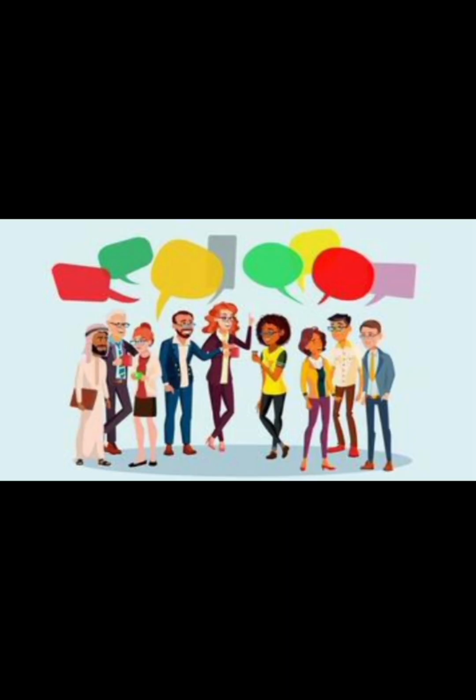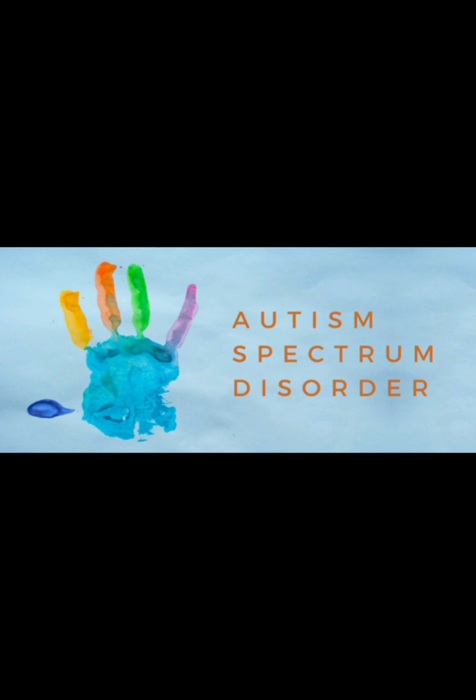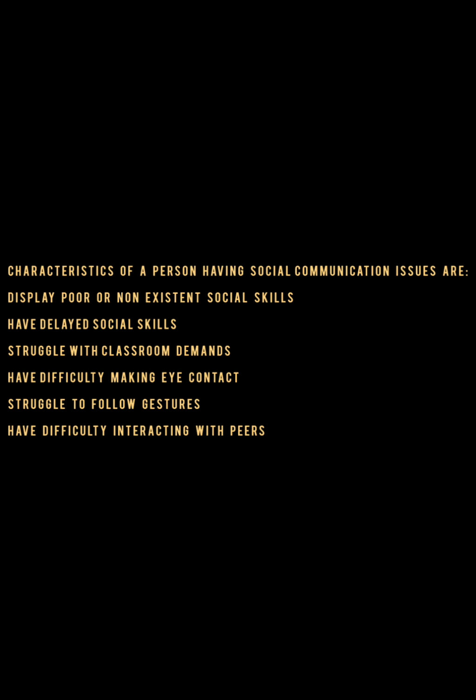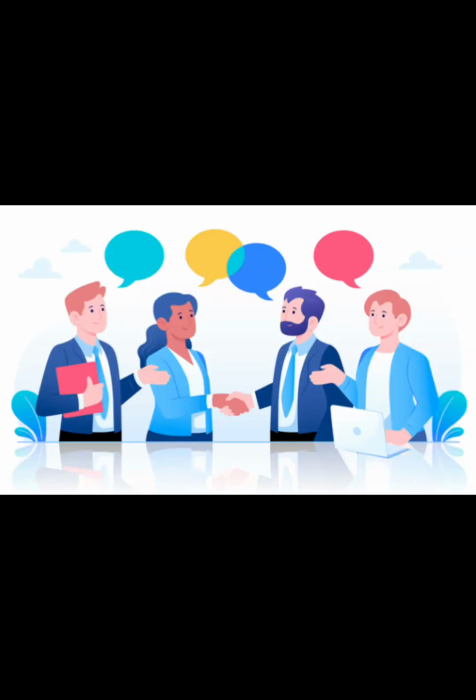Social communication and social skills are both important within social development and some conditions such as autistic spectrum disorder, ASD, which is why we assess them together. The characteristics of a person having social communication issues are displaying poor or non-existent social skills, having delayed social skills, struggling with classroom demands, having difficulty making eye contact, struggling to follow gestures, having difficulty interacting with peers, and so on. Benefits of assessing are targeted support strategies, improved friendships, communication strategies, increased understanding of needs, increased independence.